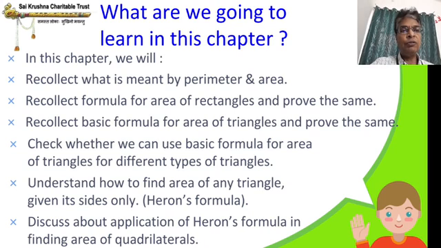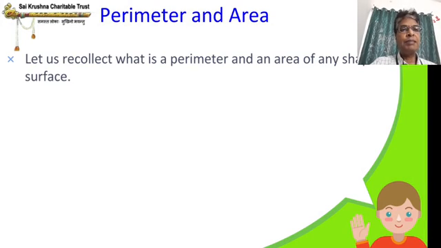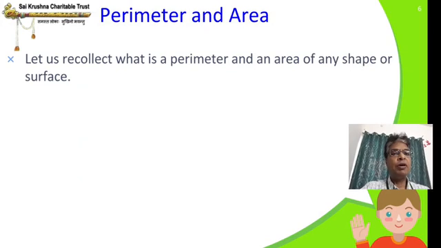Here again, initially we are going to understand how to find the area and perimeter of triangles. From there we will extend that to quadrilaterals also. Once we understand the area and perimeter of triangles and quadrilaterals, all other shapes will be similar to this formula only. We will be able to use the same formula and find the area and perimeter of any shape. Mainly area, as perimeter is simple, that we will see in the next page. Mainly we will be discussing the area only in this chapter. So first let us see perimeter and area. Let us recollect what is a perimeter and an area of any shape or surface.